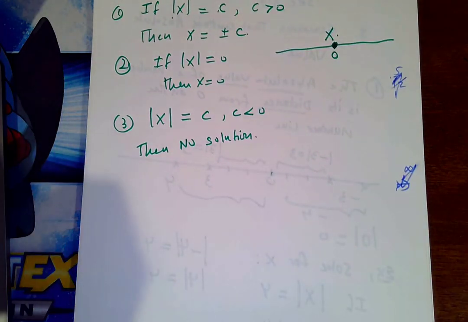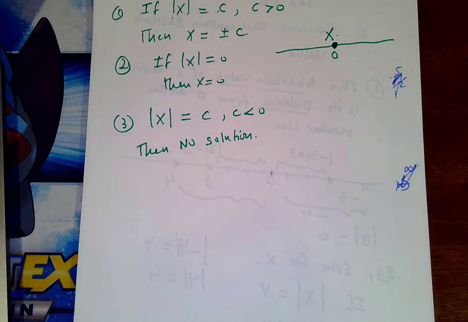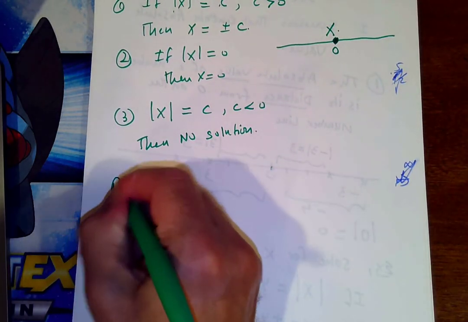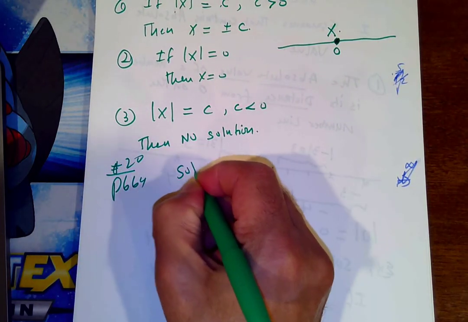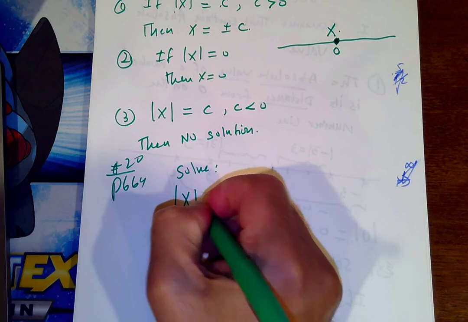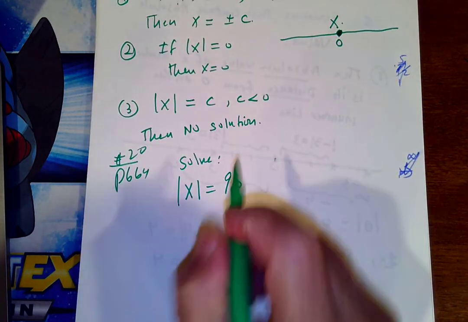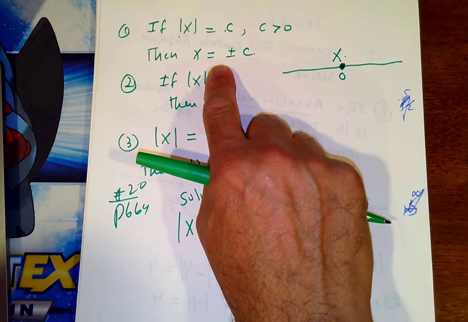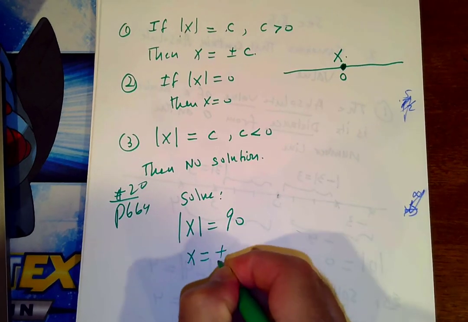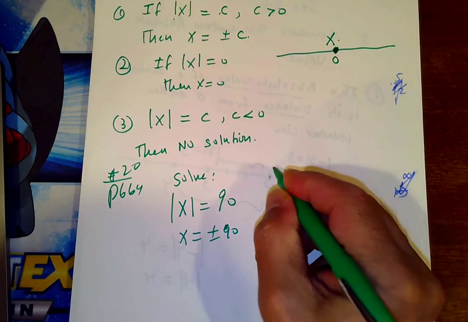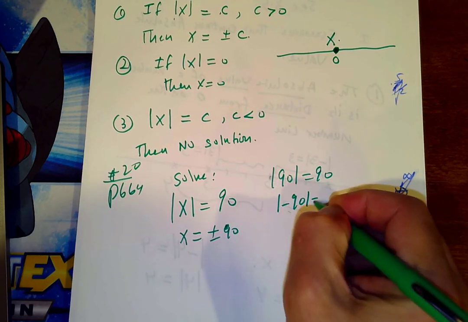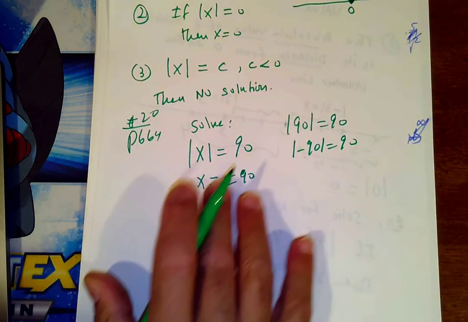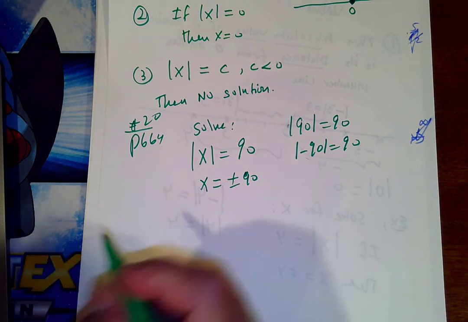Let's look at some examples. We're going to start with page 664, number 20 from your text. Solve for x and absolute value of x equals 90. Again, this is rule number 1. So x has to be plus or minus 90 because absolute value of 90 is 90 and absolute value of negative 90 is also 90.